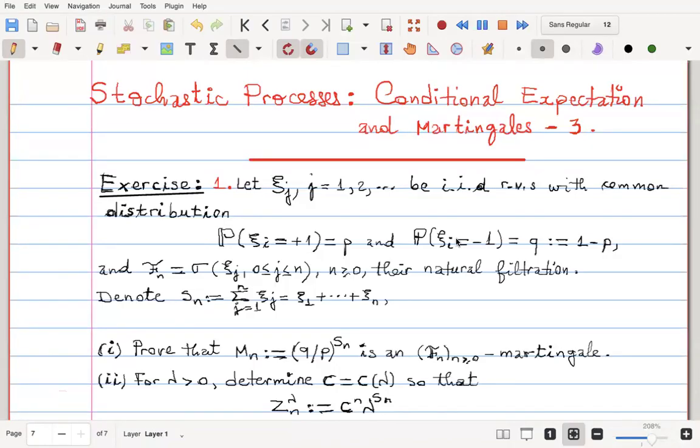Once again, good morning, dear student, and welcome to this third part of our tutorial on conditional expectation and martingales. Finally, we are going to tackle martingales.